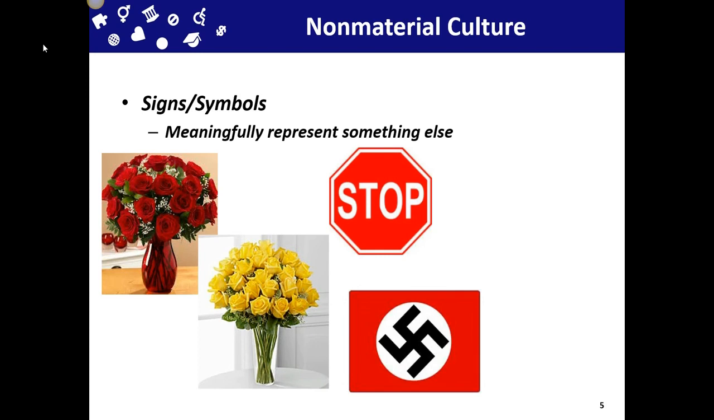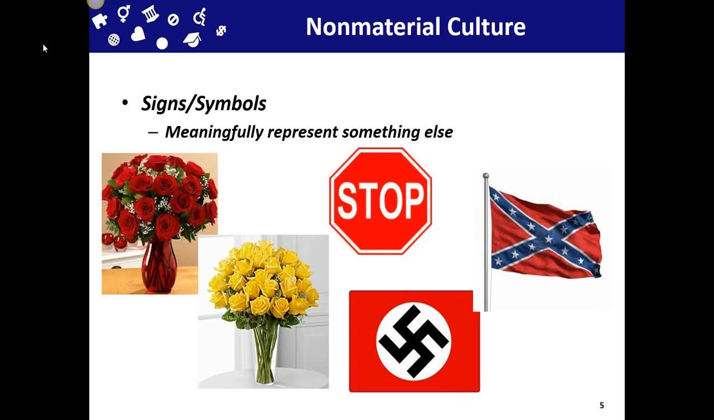Now, the thing about symbols is that they can change over time. This is an example of a symbol that has changed over time, and symbols can also be incredibly powerful. This is a symbol that elicits a very strong emotional reaction in individuals, reinforcing the power that symbols have. Symbols can also mean different things to different people. Here's another example of a very powerful and very contentious symbol. It means something very different to different groups of people. Depending on the person you ask, they might say that this is a symbol of racism, or they might say that it is a symbol of Southern culture and heritage.